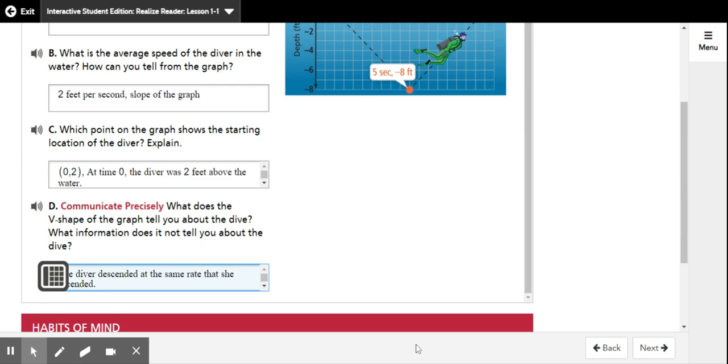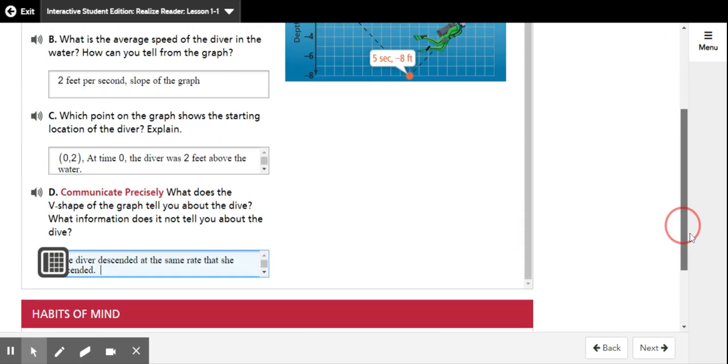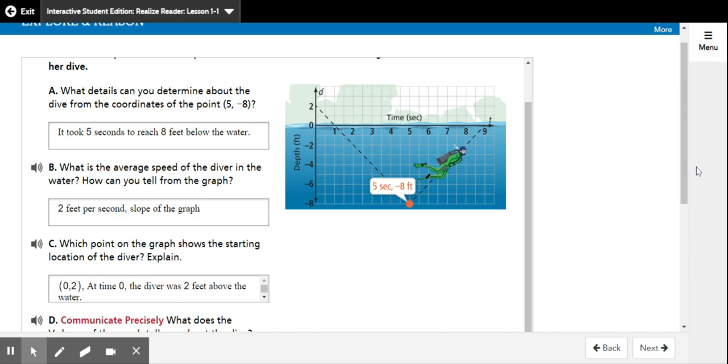Okay. So when you finish a question like this, and again, this is like you're taking notes. So this is not getting submitted to me. You're not getting graded on this. This is just you taking notes. So when you're done typing in your answers, just hit next.